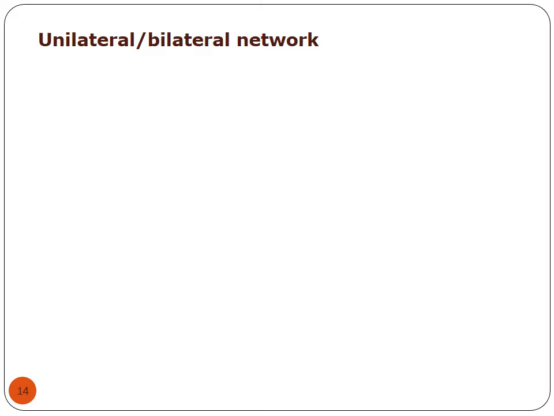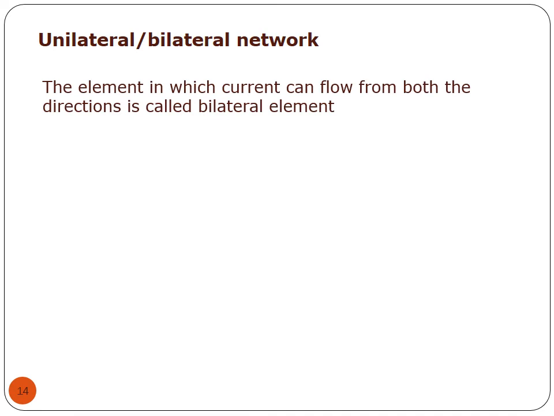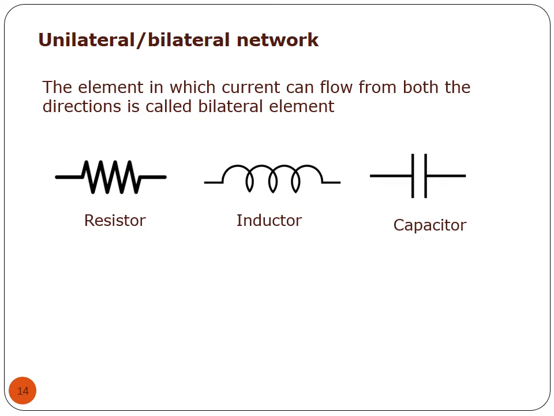Now the third type would be unilateral and bilateral. The element in which current can flow in both directions is called a bilateral element. For example, resistor, inductor or capacitor: current can flow in either direction. It means current can flow in any direction. So that's why these are examples of bilateral elements.